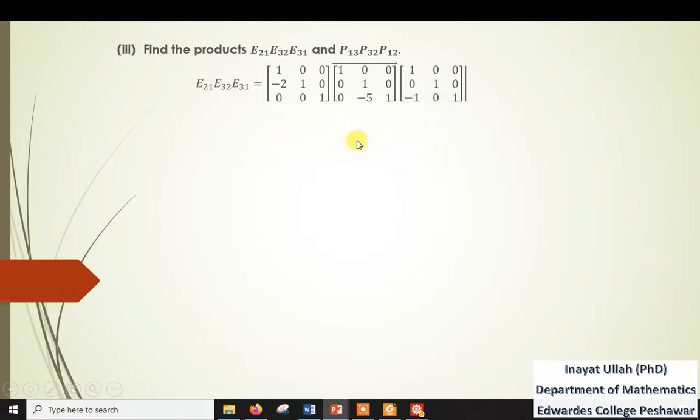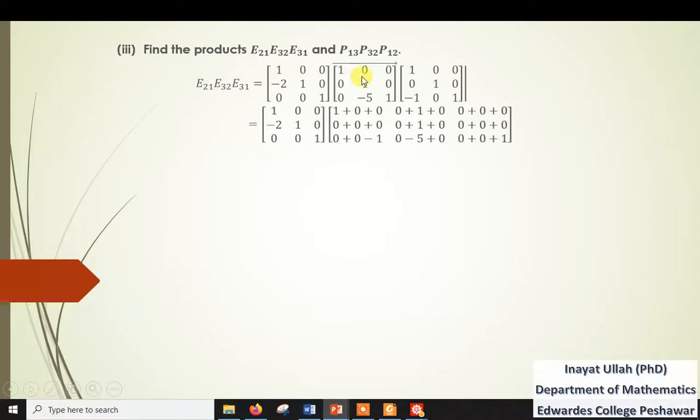Now how to multiply two matrices? We have discussed this in the previous lectures. However, we need to multiply the row of the first matrix with the column of the second matrix. You can multiply these two first and then multiply with this E31, or you can multiply these two first and then multiply the obtained answer with this E21. Anyways, first of all we need to multiply this matrix with that matrix.